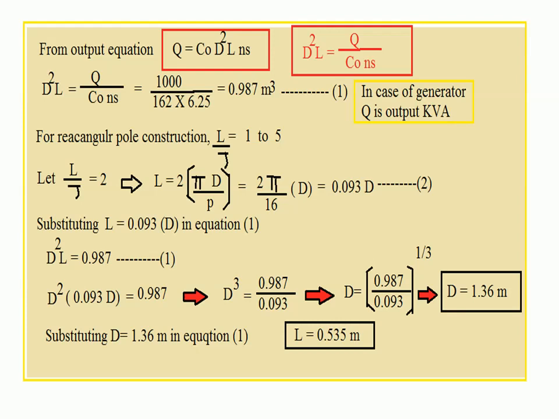You call this equation number 2 and substitute this value in equation 1, that is D square L. D square L equals 0.987. So, substituting, we are going to get D cube. D cube equals some ratio, then you can take the cube root. Cube root of that gives D. D equals 1.36 meters, and substitute this value in equation 2. Again we are going to get L. L should be equal to 0.535 meters.